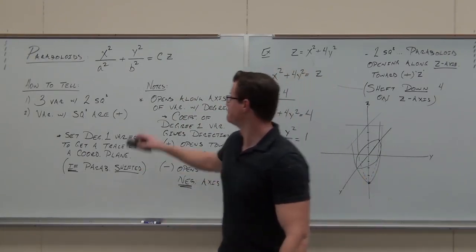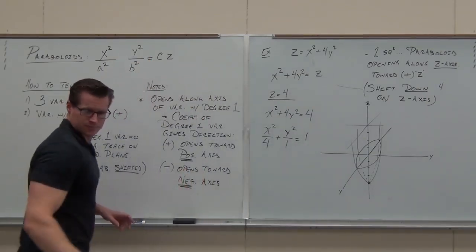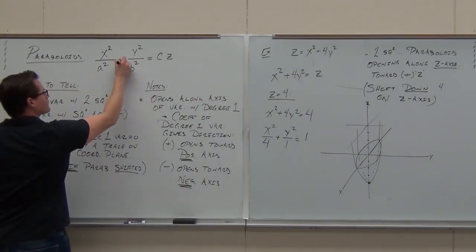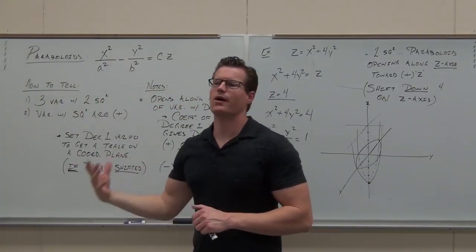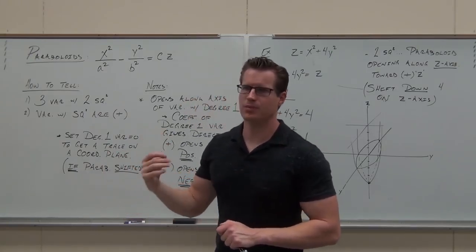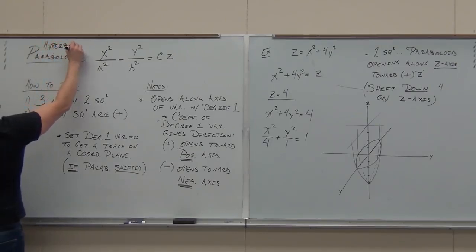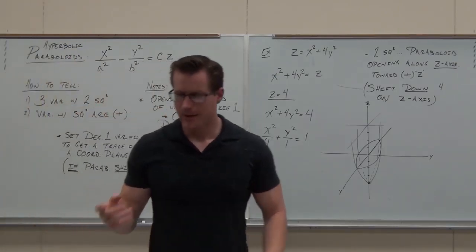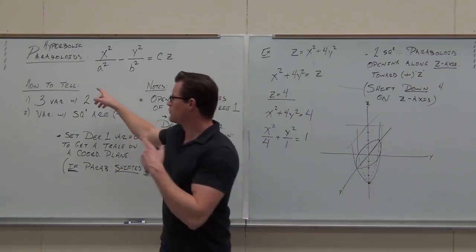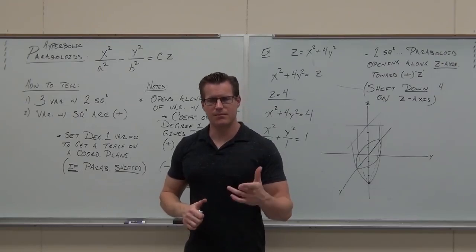So what I'm going to do, we do that, it's going to give us an entirely different shape. And what we call this shape is a hyperbolic paraboloid. Here's how you tell. It's got 3 variables. 2 of them are still squared, but 1 square has a minus or a negative.